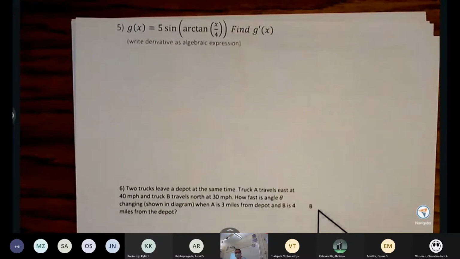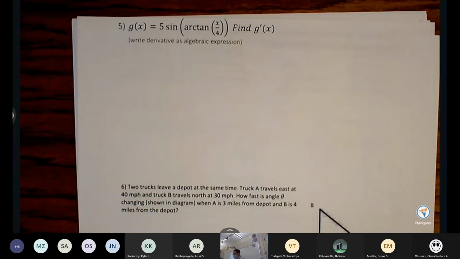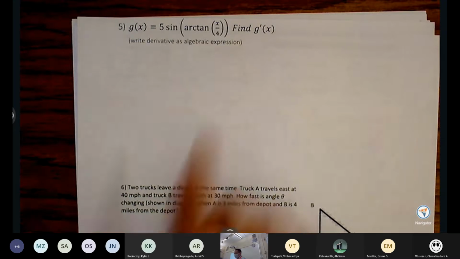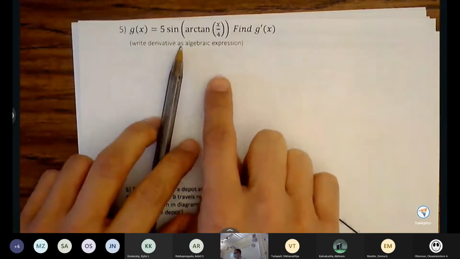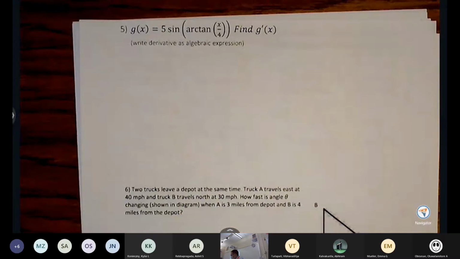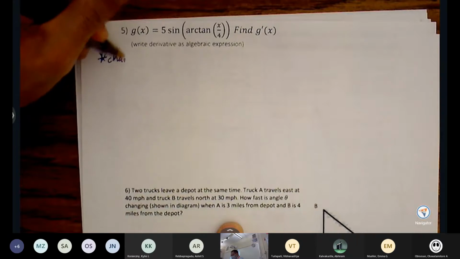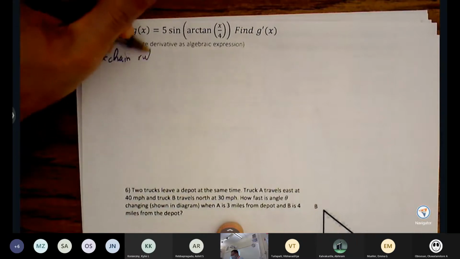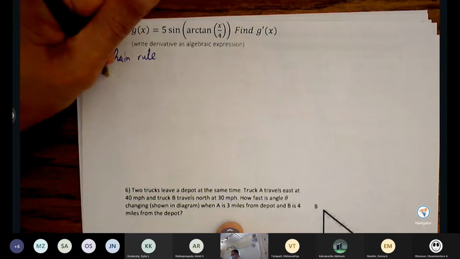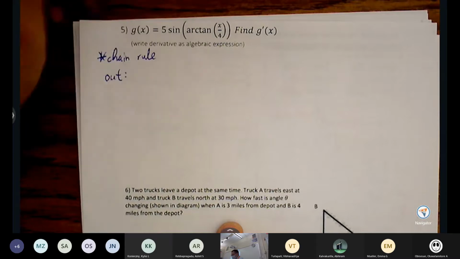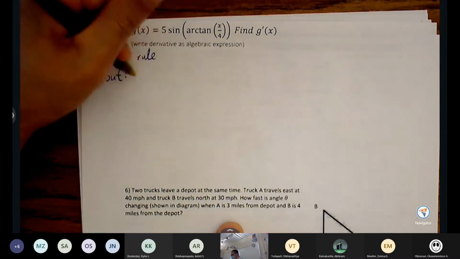Okay, 5 sine of arc tangent of x over 4. Write the derivative as an algebraic expression. All right, first up, what do you guys see? Is it chain rule? This is chain rule. Yeah, this is a function within a function. Does the 5 go on top? Yeah, the 5 can go with the outside.